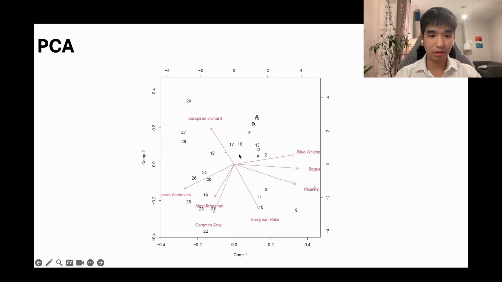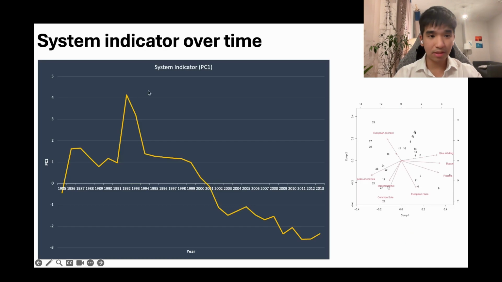With the principal component analysis, you can see that most of them start off at high levels of blue whiting, bogue, and picarels, starting around positive PC1 values. And then eventually it shifts to negative values, where there are lower levels of blue whiting, bogue, and picarels, and high levels of anchovies and pilchards. And this is just to visualize the system indicator over time.